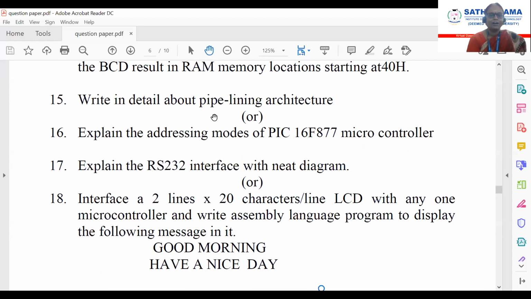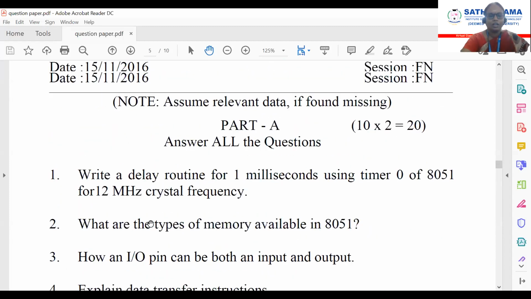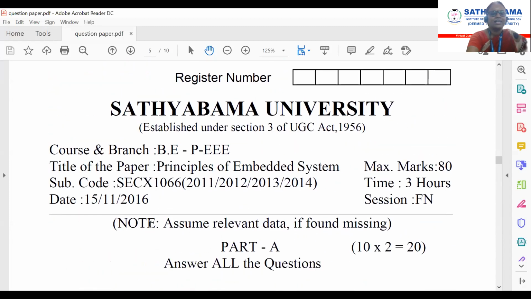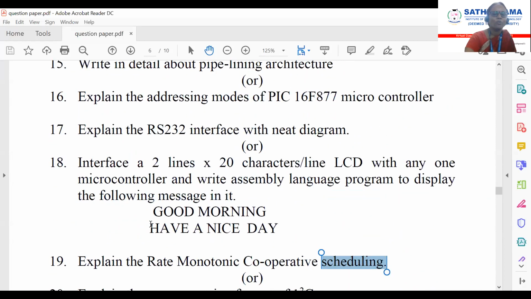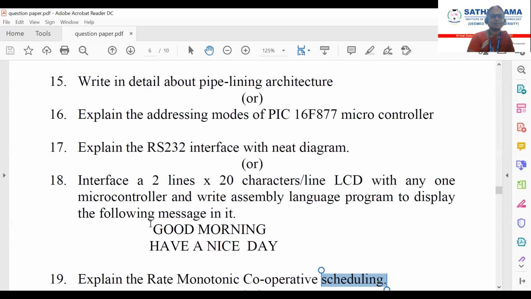Now you see again the same question. You need to repeat pipeline architecture. In the third unit they asked pipeline and then addressing modes, in the previous year question paper alone. And in the fourth unit they ask about which interface, RS-232. So don't look at this question; it is out of syllabus. It's not our code, don't get confused. It is SECX 1066. But moreover, some 80 to 90% of the syllabus is matched, and I got that question paper. So leave the 18th question.